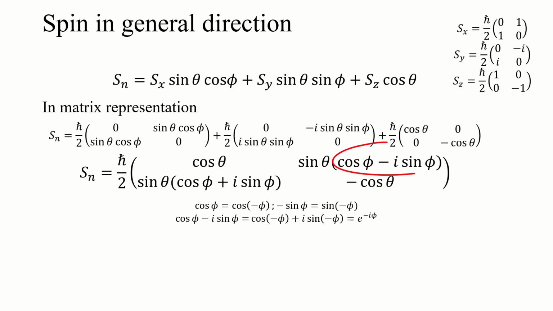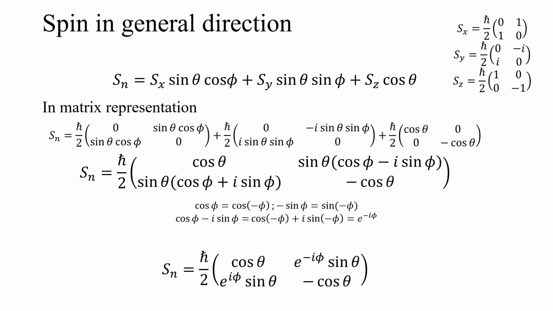We can actually use Euler's equation and take the bracketed terms on the off-diagonal elements of that matrix and convert them into exponentials. After all of that algebra, we finally end up with the matrix representation of our spin operator in a general direction. So that's how we get here.